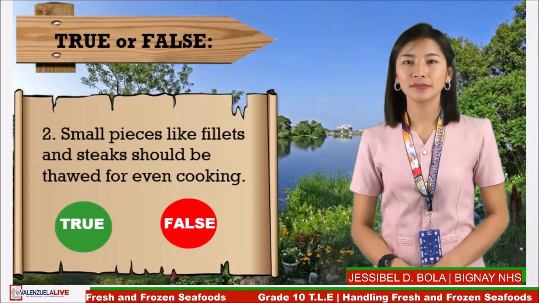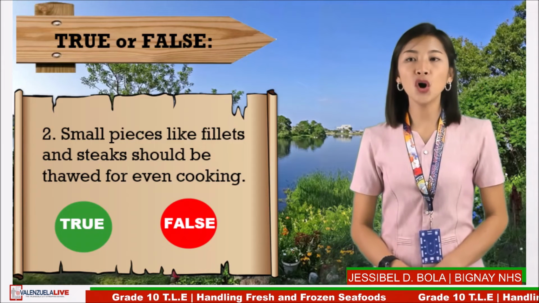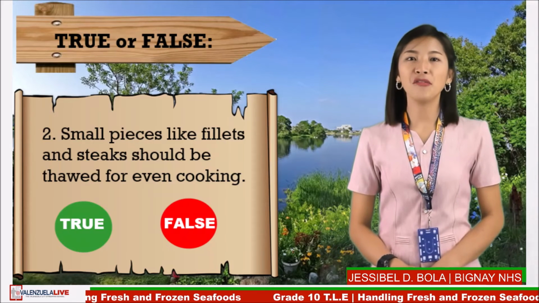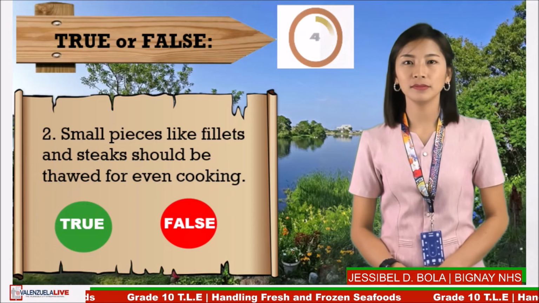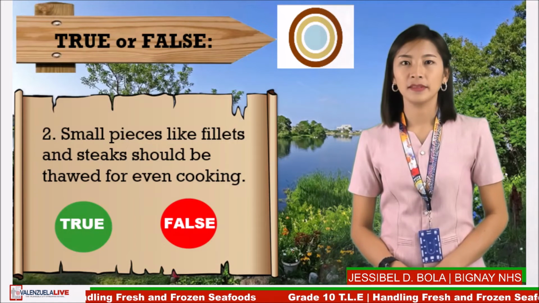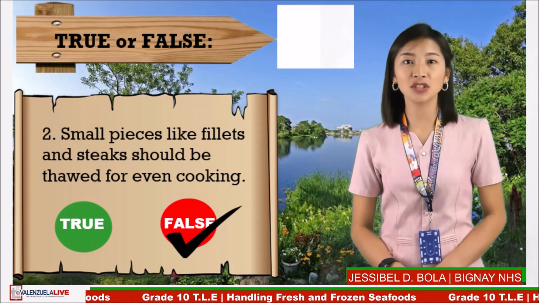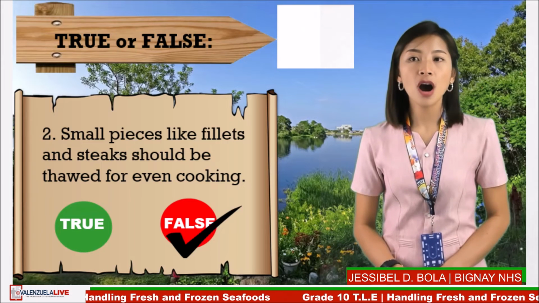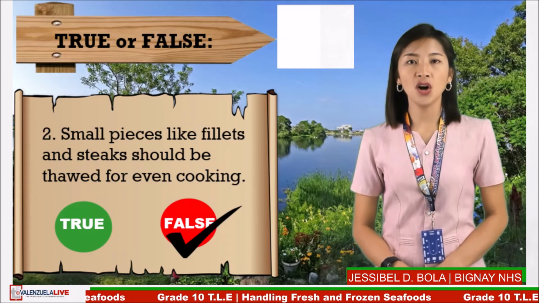Number 2. Small pieces like fillets and steaks should be thawed for even cooking. True or false? Your 5 seconds starts now. If your answer is false, that is correct because small pieces like fillets and steaks can be cooked from frozen to prevent excessive drip loss.